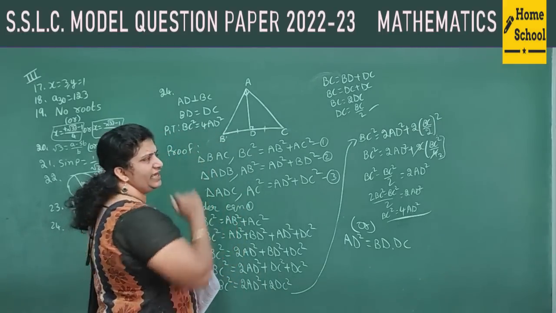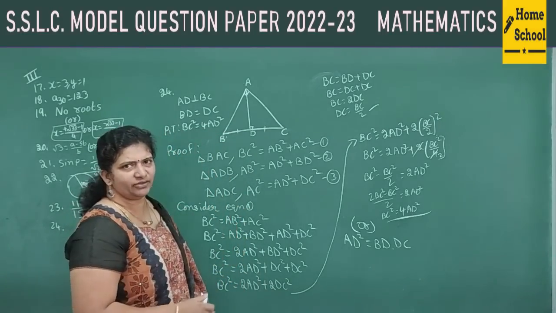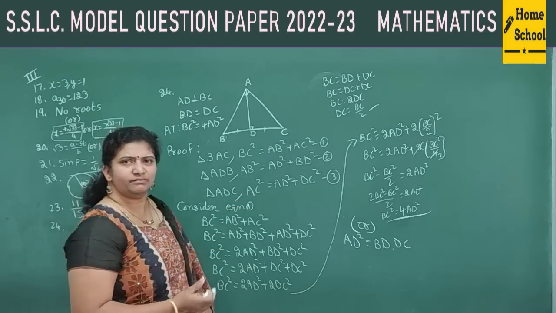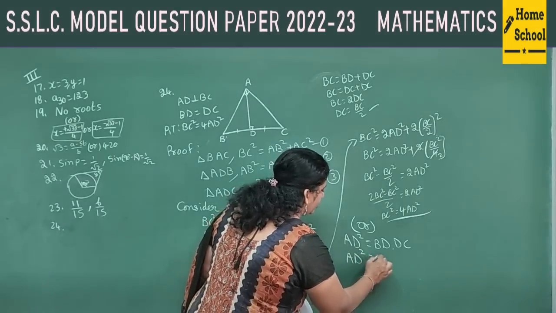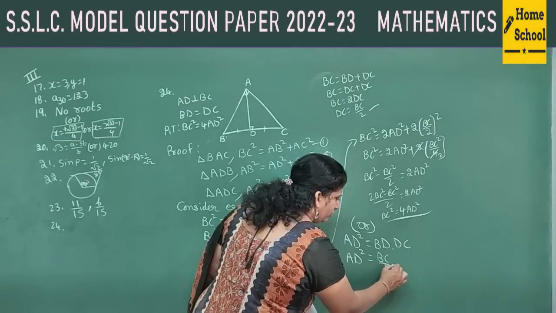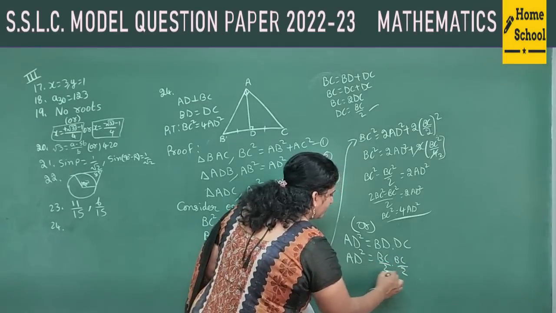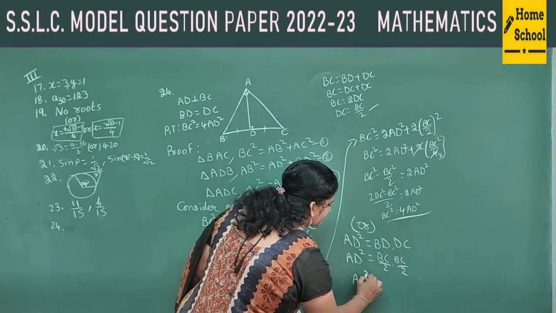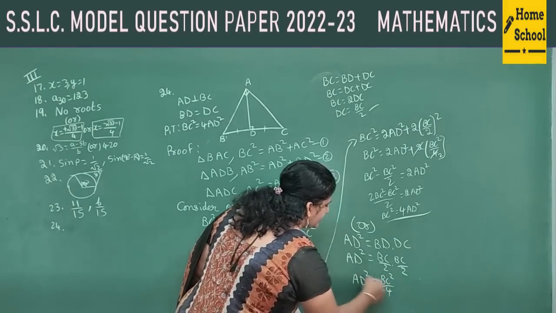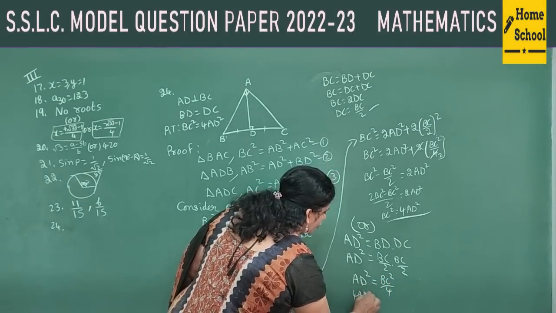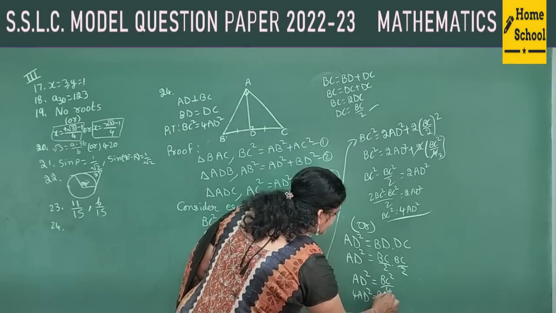But what is BD? That is nothing but BC by 2. And what is DC? BC by 2. Substitute here. AD square is equal to BC by 2 into BC by 2. Now multiply BC into BC, BC square by 4. This 4, send this side. 4AD square is equal to BC square.